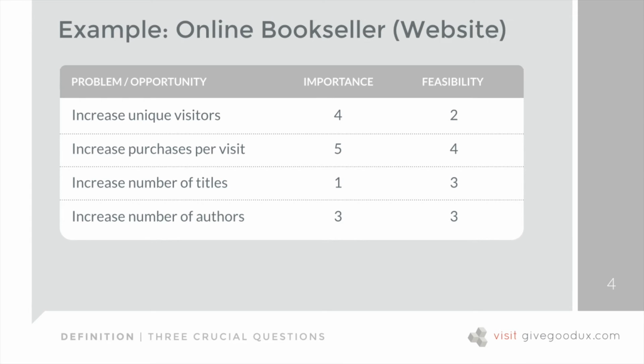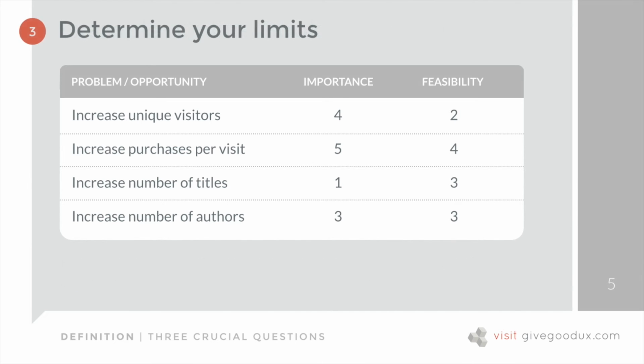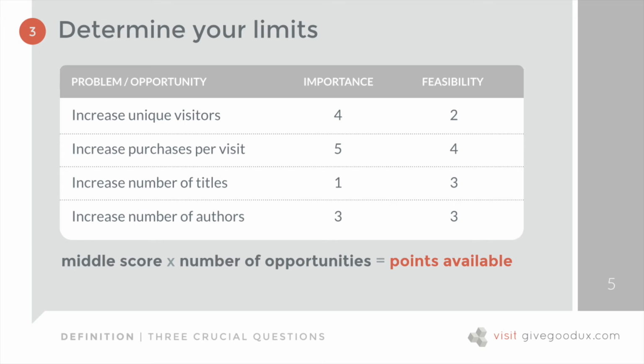All right, so we've rated both columns on a scale of 1 to 5 at this point. The question right now is, how important is it that you solve each problem or take advantage of each one of these opportunities? And how realistic is it that you can accomplish each one? Here's how you use these numbers. This is a formula. You take the middle score in each column. You multiply it by the number of opportunities, which equals the number of points available. Here's how that breaks out in our example.